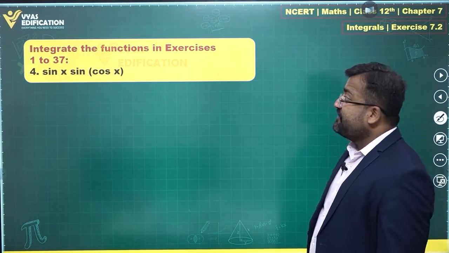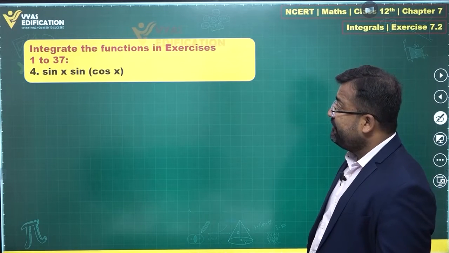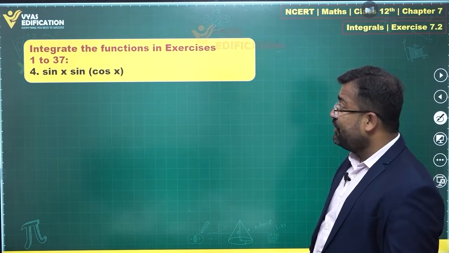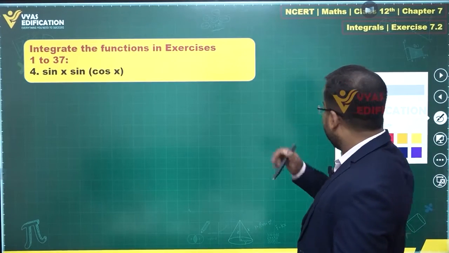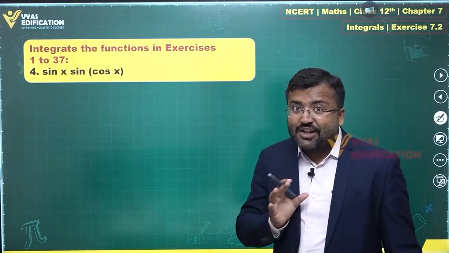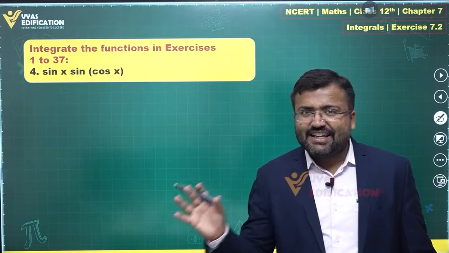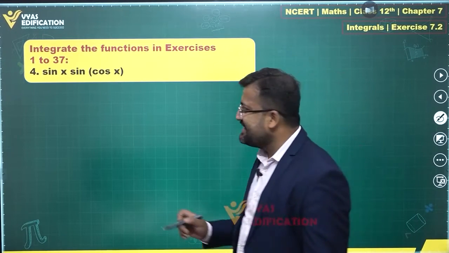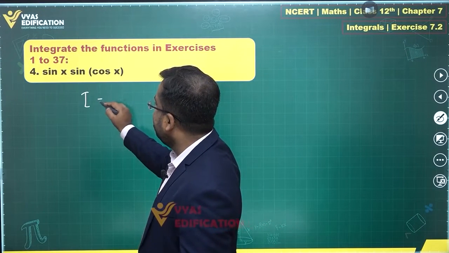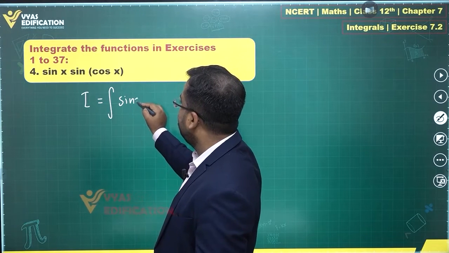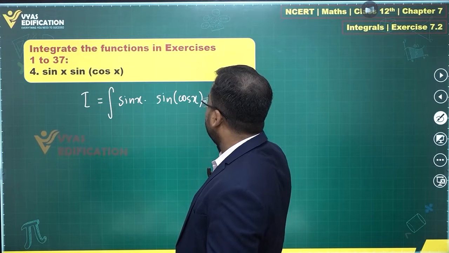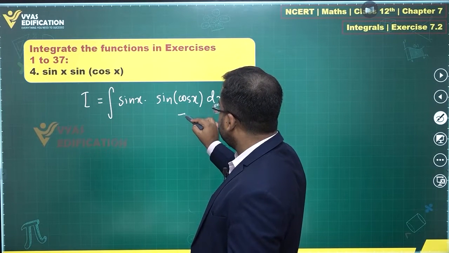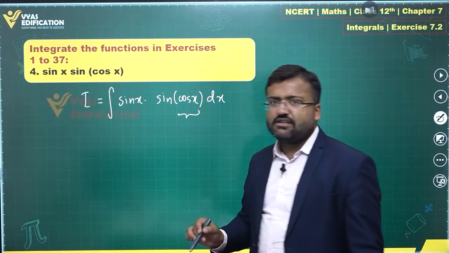Fourth question says we have sin x, and then we have another sine, but there is a cos x inside that sine. Okay, so how will we handle that? You see something complicated and you realize that that complicated thing can be simplified with the help of substitution. So the integral will be sin x times sine of cos x dx. This cos x is creating a lot of issues for us.